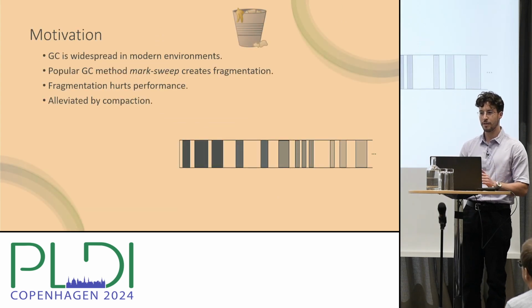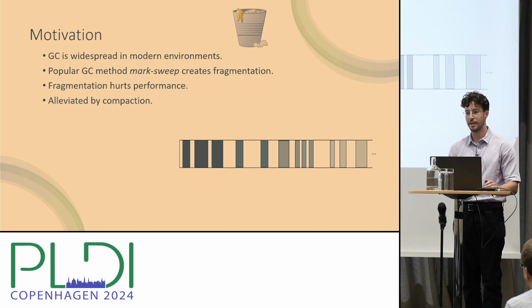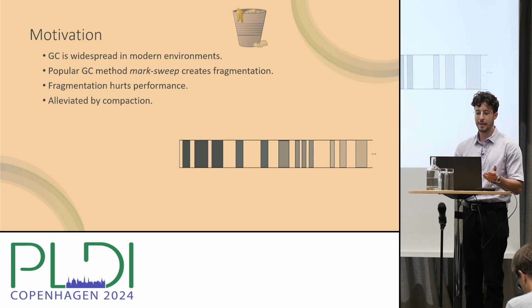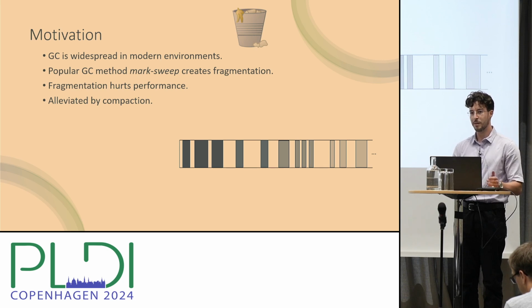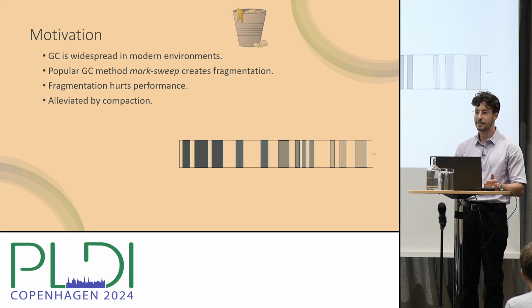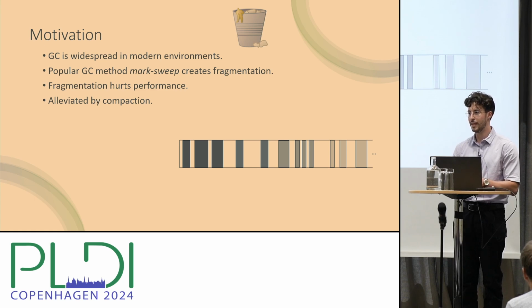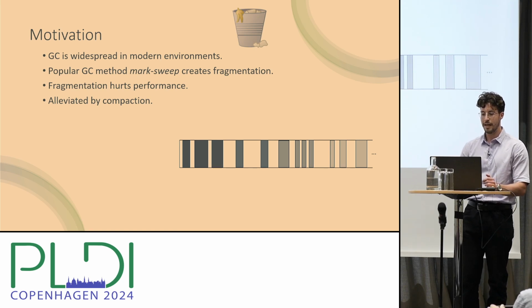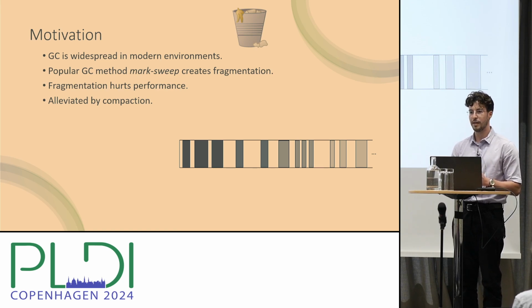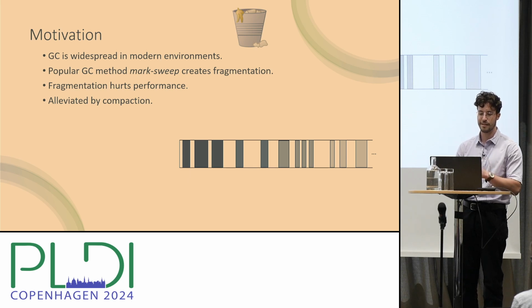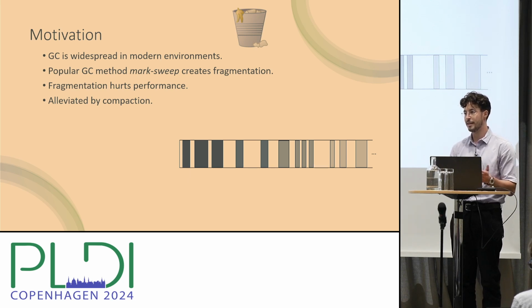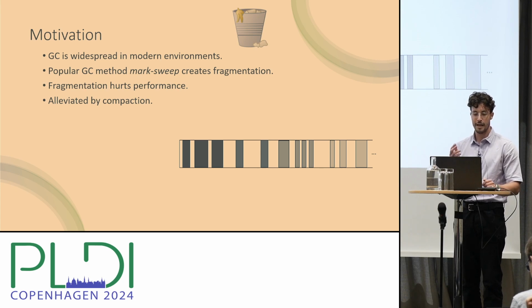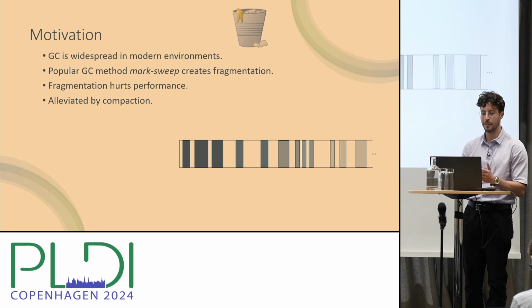The motivation for this research is pretty clear. Garbage collection is very common in modern environments, and many garbage collection methods cause fragmentation. This fragmentation hurts program performance, first by making the allocation process more difficult or even blocking it when there is enough free space in the heap. And second, by making the usage of resources such as the cache and virtual memory inefficient. Luckily, we can solve this problem by compaction.